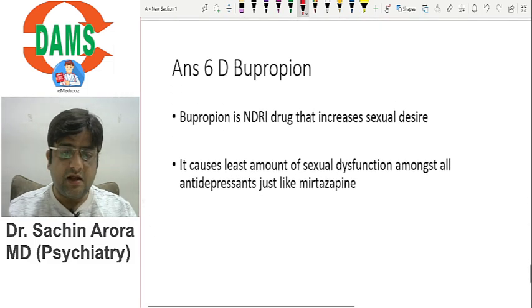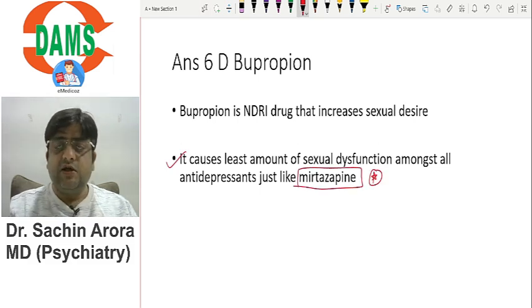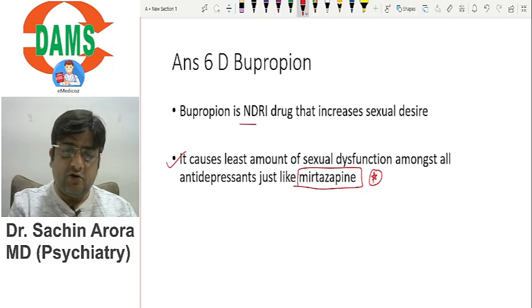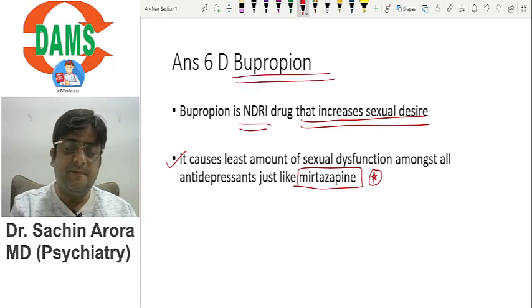Among antidepressants, bupropion and mirtazapine cause the least sexual dysfunction. Mirtazapine was asked in INICET 2020. Bupropion is an NDRI, norepinephrine dopamine reuptake inhibitor, which increases sexual desire. So the answer is bupropion.